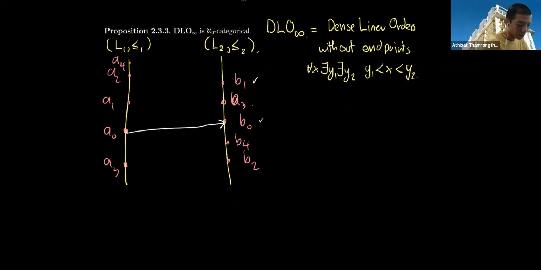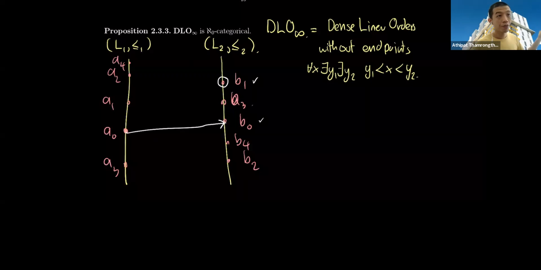So I'm gonna look at B1. So I'm gonna look at this guy. And I'm gonna try to find a point on the left that has the same order as B1 relative to B0. Okay, and I'm gonna pick the first one that I find. So here A0 is already used. Nope. So next I look at A1. Okay, A1 is greater than A0, B1 is greater than B0. So I'm gonna match these two guys.